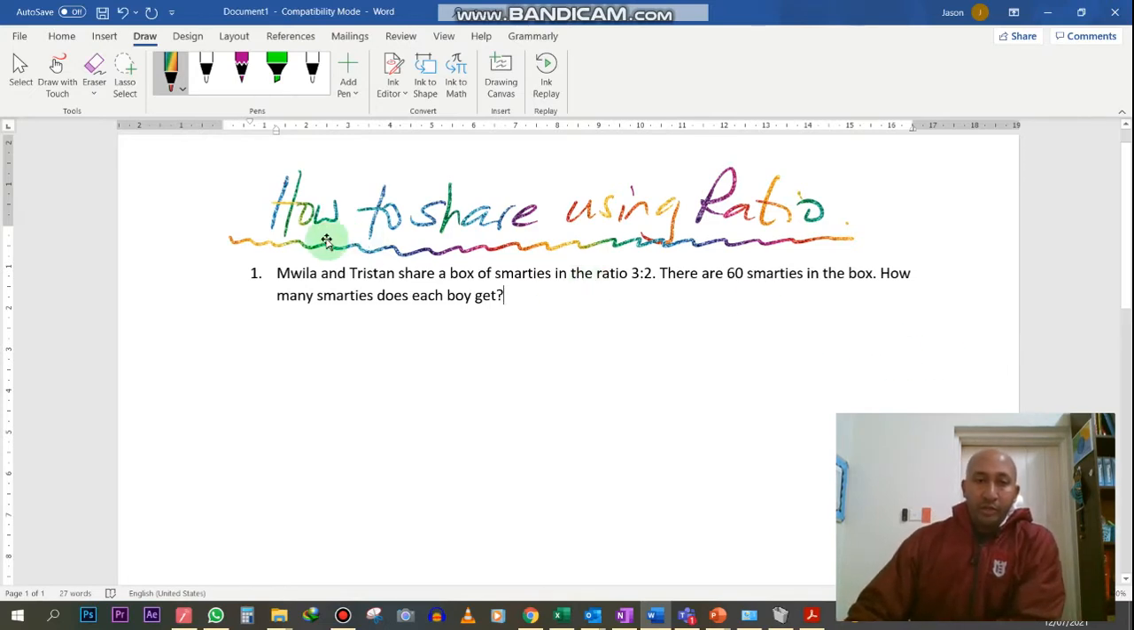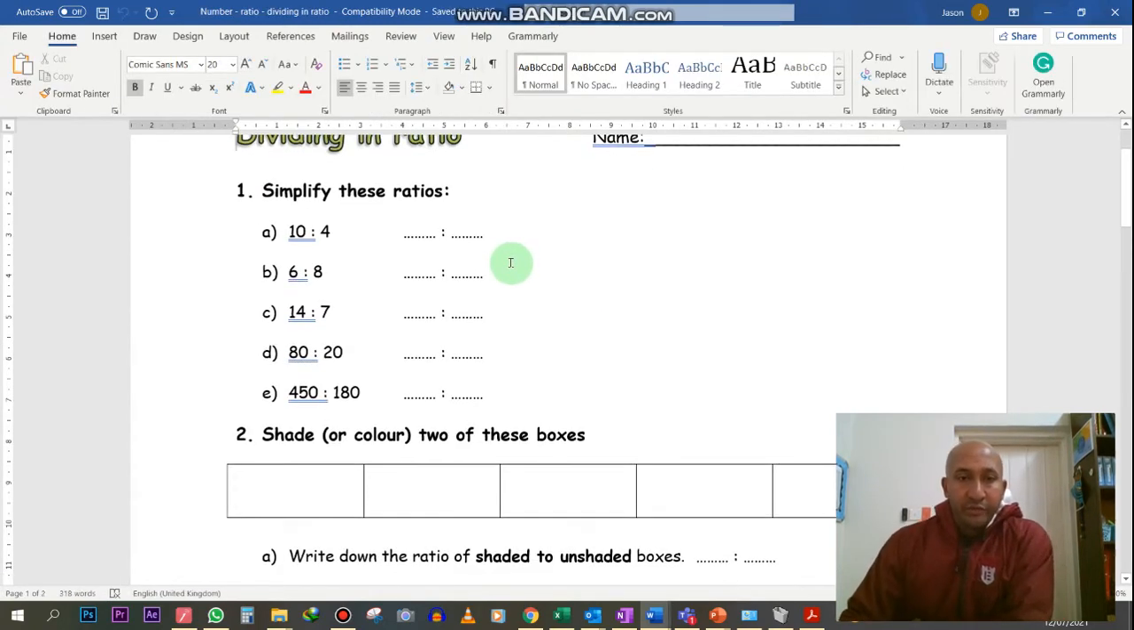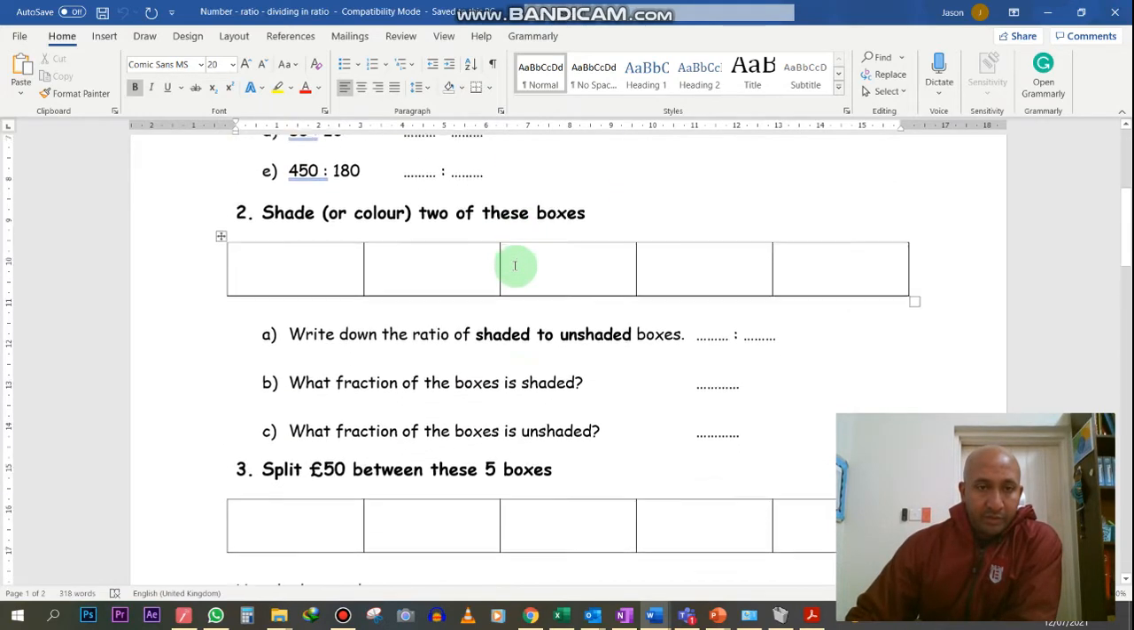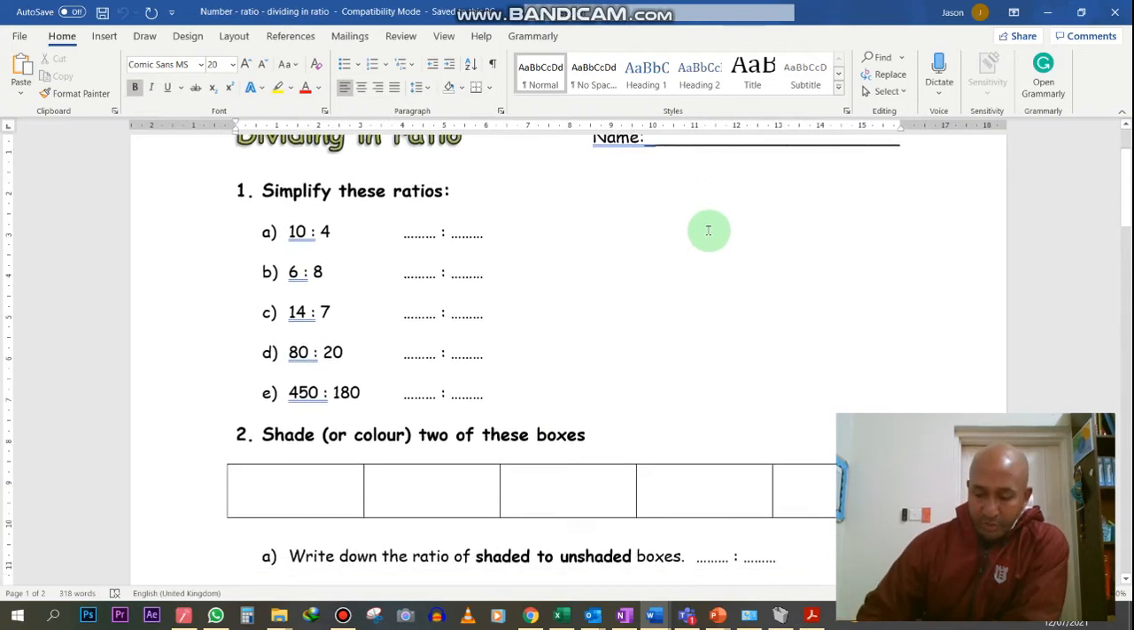Today we're going to be continuing to look at how to share using ratio, but in particular now I'm going to show you how we can still use skills that you already have in order to calculate how this is done. So with the assignment that I had given you last week on Friday, it was very straightforward in terms of what you needed to do. For example, here, simplify these ratios.